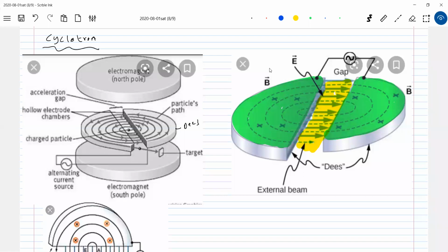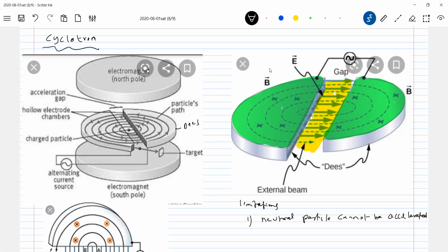So can it accelerate a neutral particle? No. Neutrons cannot be accelerated by a cyclotron. Correct statement, no? So what limitations will we put? First thing, a neutral particle cannot be accelerated.